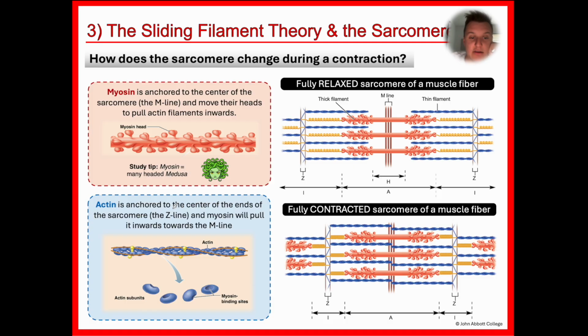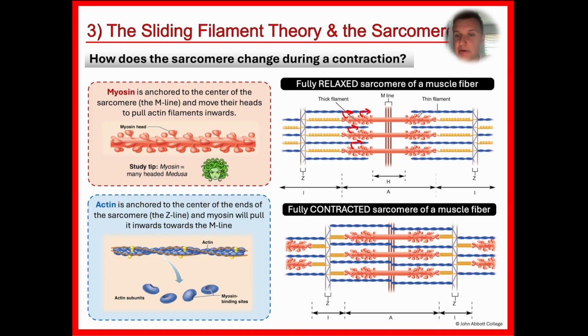Actin is anchored to the ends of the sarcomere. So actin over here, right, this blue is anchored to this Z line here. And myosin will pull it inwards towards the M line. So here's my myosin heads. The myosin will always pull it into the middle to the M line. So these heads here, they grab onto the actin here, and they will pull it this way. These heads here grab and pull. These heads here grab and pull. These heads here grab and pull, and they pull the Z line inwards.